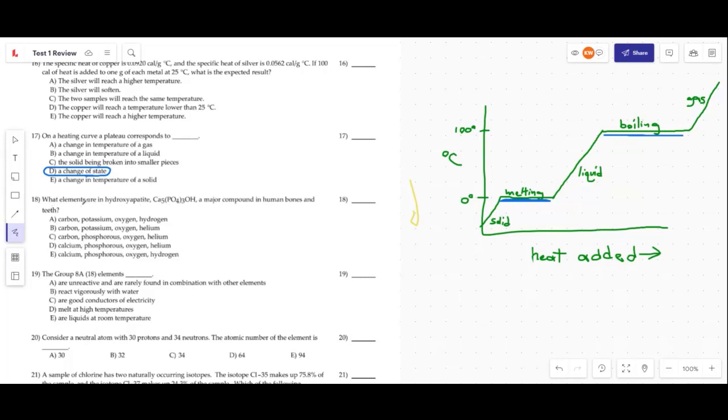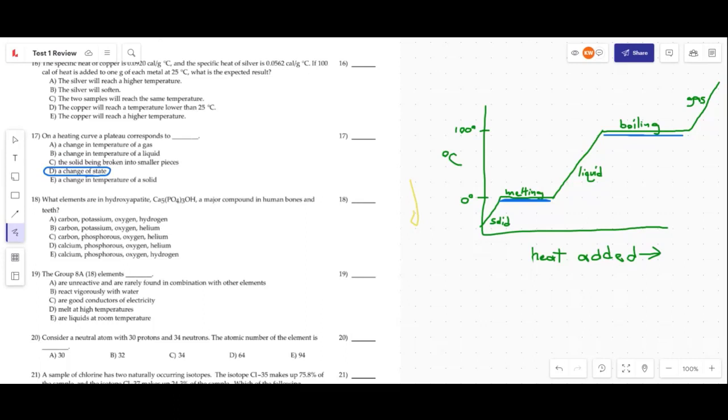So 18 is pretty straightforward. It asks what elements are found in hydroxyapatite, a major compound in bones. That's just reading and understanding the elements. What's the answer? E. Yeah. Calcium, phosphorus, oxygen, hydrogen. Very good. All right, now let's skip to 19.